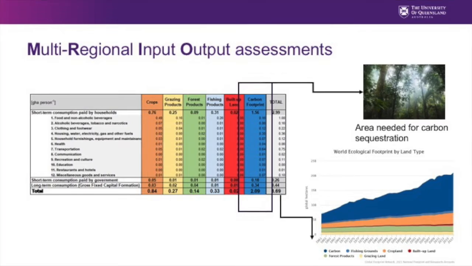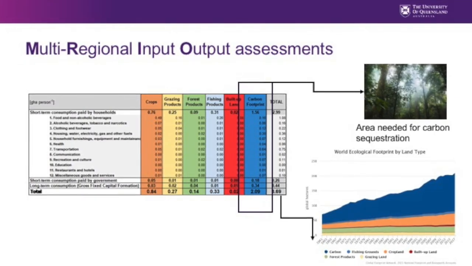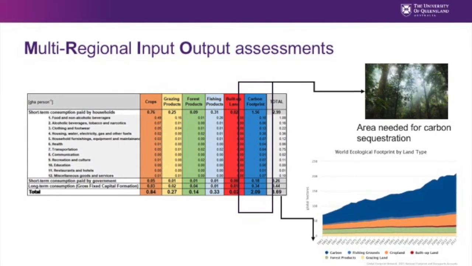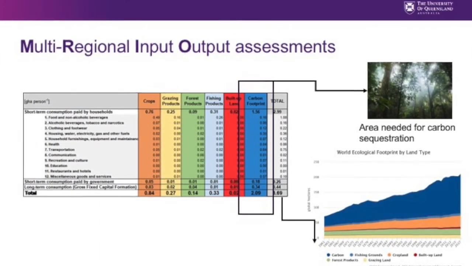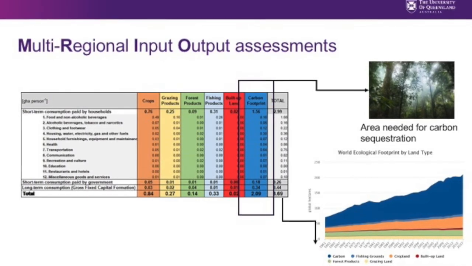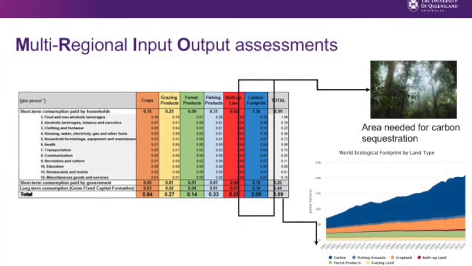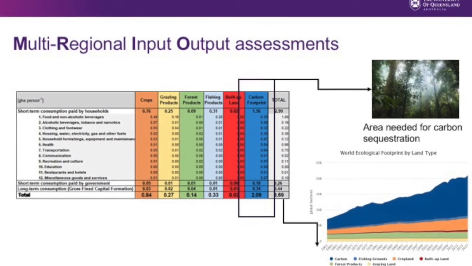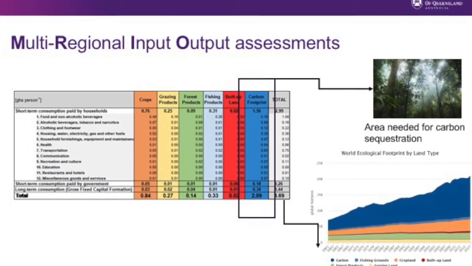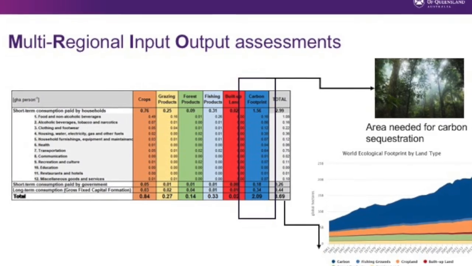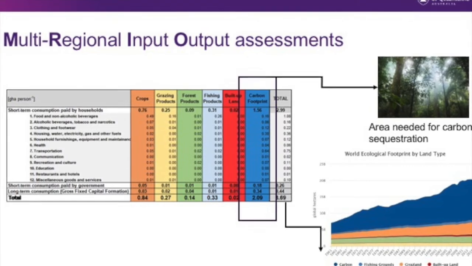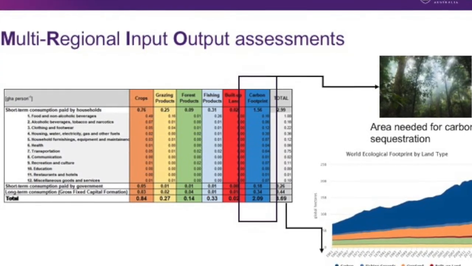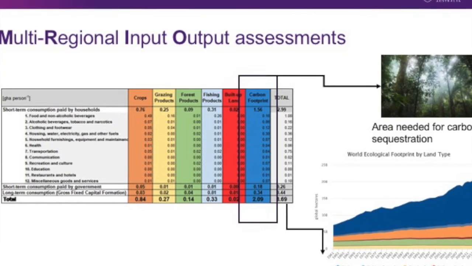Aside from these areas per person that are needed for these activities or for the production of food or goods, we also need to know the amount of CO2 that is being emitted because of those activities, so we can calculate the area that is needed for carbon sequestration. There are some estimations of carbon sequestration based on forest, on the amount of carbon that is being absorbed by forest, or depending on other ecosystems.